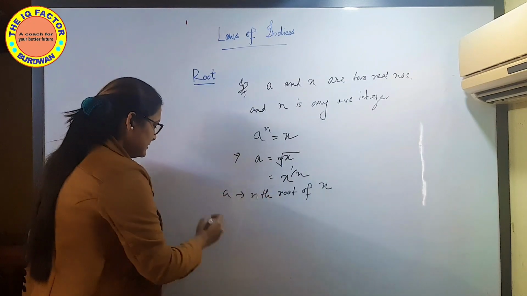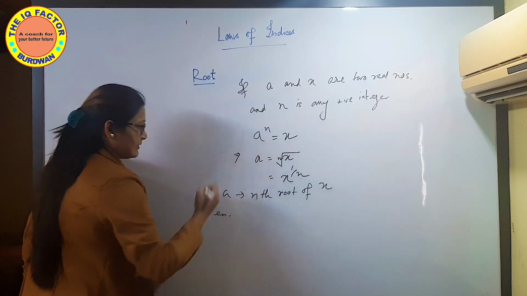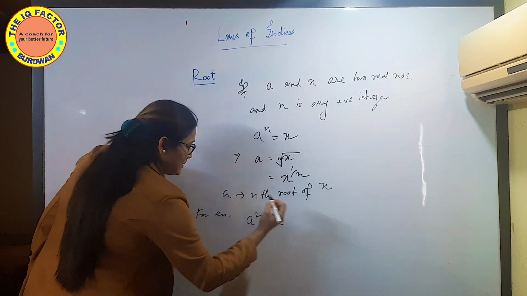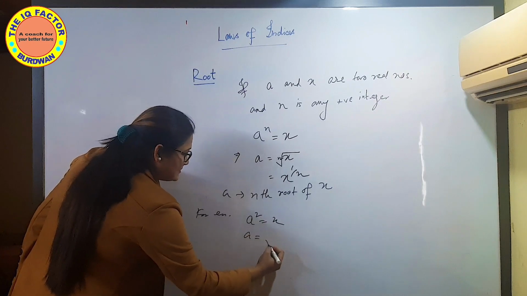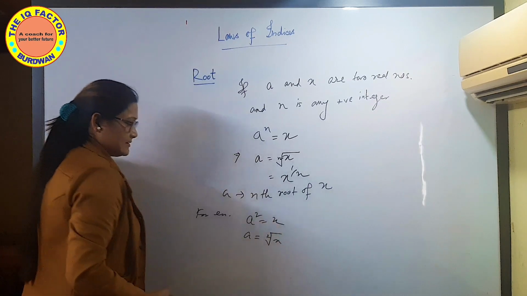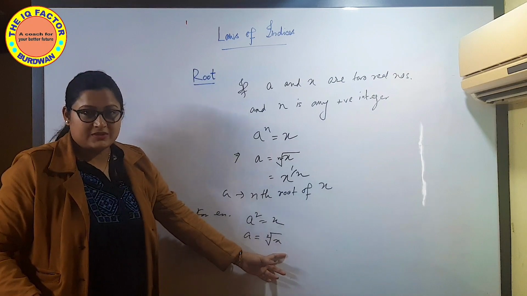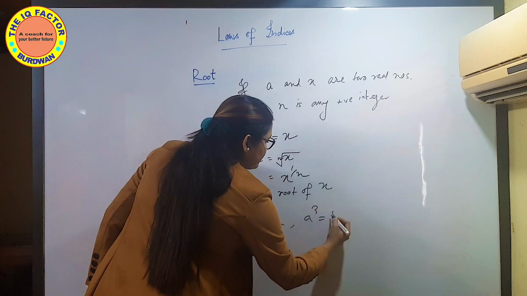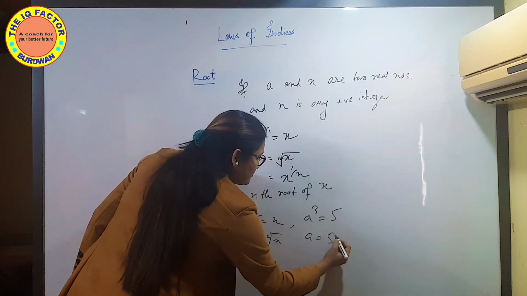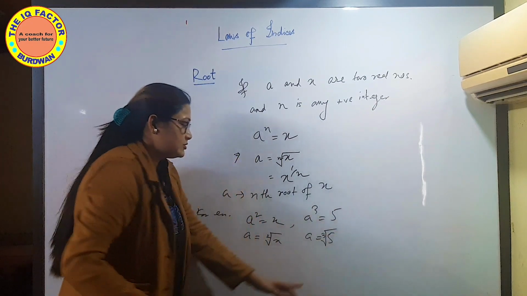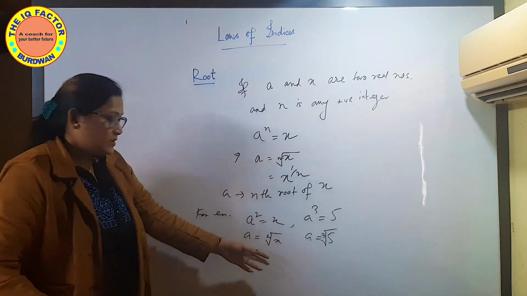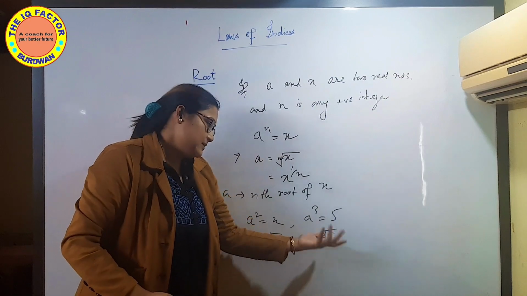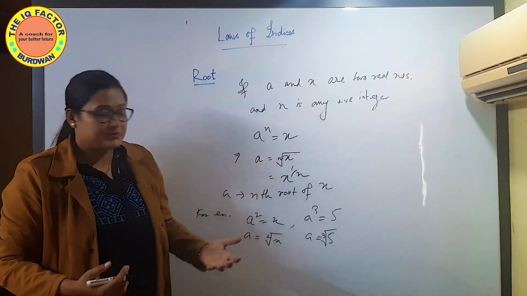Now, for example, we know A square is equal to x. A is the square root. We can write A cube is equal to, suppose it is 5, A is equal to cube root of 5. So, it is called square root, it is cube root. We can find 6th root, 5th root like this.